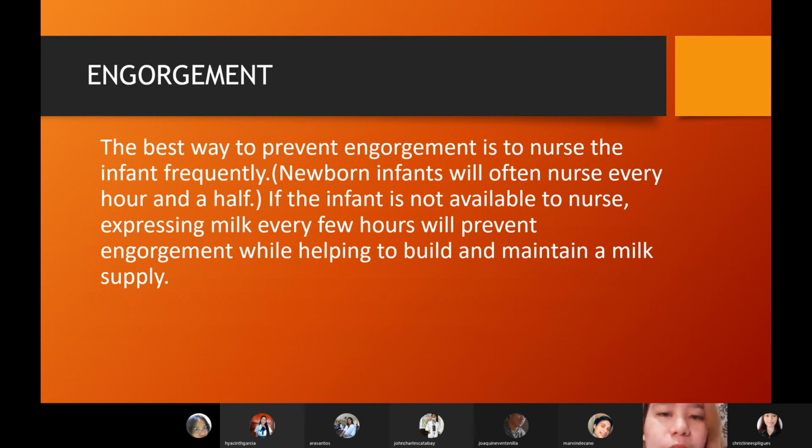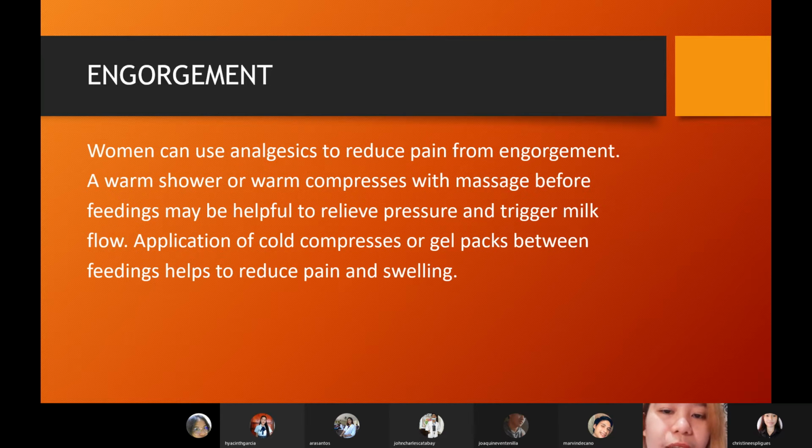So, the best way to prevent engorgement is to nurse the infant frequently. Newborn infants will often nurse every hour and a half. So that's the idea. Ideally, what do you call this? Interval. So if the infant is not available to nurse, expressing milk every few hours will prevent engorgement while helping to build and maintain a milk supply. So women can use analgesic to reduce pain from engorgement. A warm shower or warm compress.